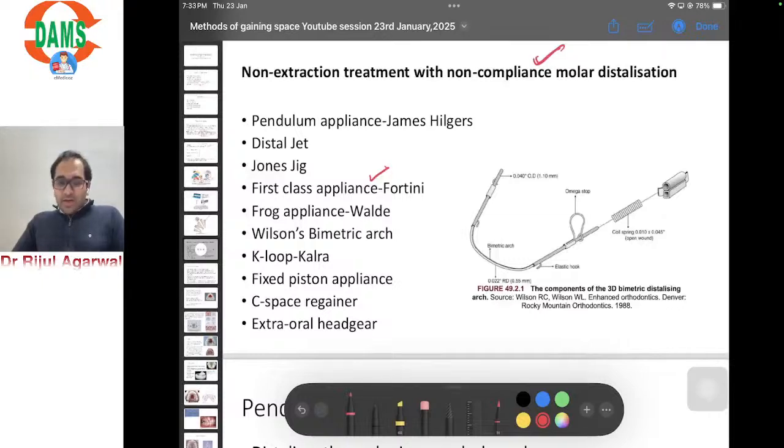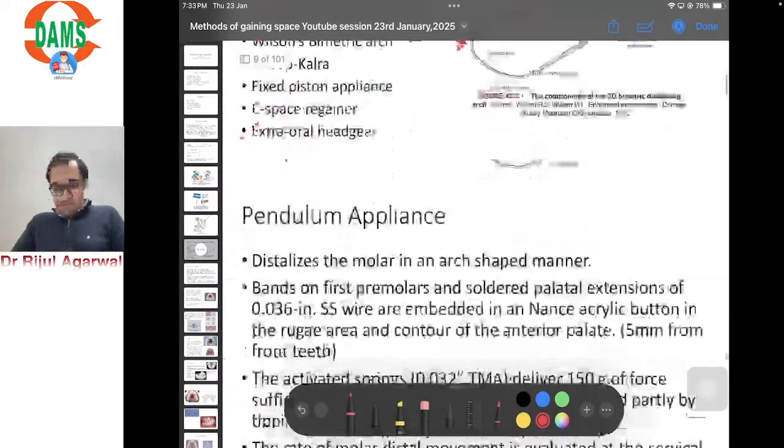Next is the Wilson's bimetric arch. This is the image of Wilson's bimetric arch. Next is the K-loop given by Dr. Varun Kalra, fixed piston appliance, C-space regainer, and lastly is the use of extraoral headgear. So we are going to discuss in detail about the pendulum appliance. Rest all appliances we are going to see just the images.